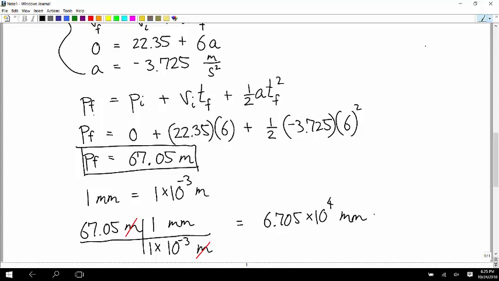Any questions about that? So the most common thing people did was calculate the speed, that initial speed, and then just multiply that speed times 6. But remember, that would give you the right answer if the speed was held constant over that time, but the speed isn't constant. It's going from 22.35 meters per second at the start to 0 at the end. And so there has to be some acceleration. And so you need to use the constant acceleration equations.